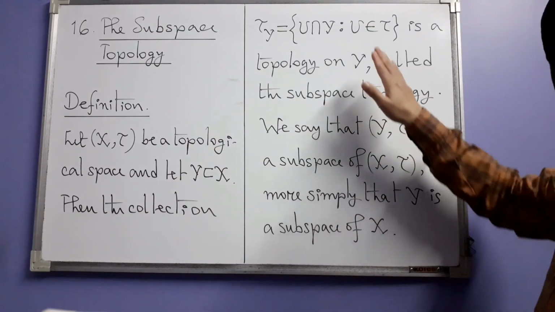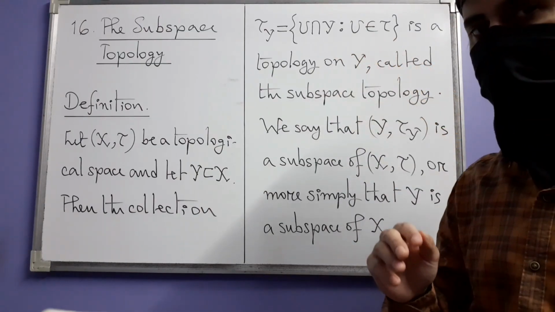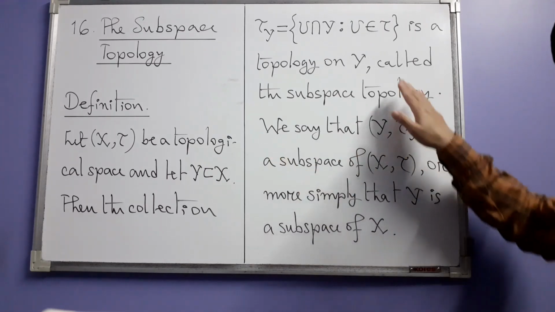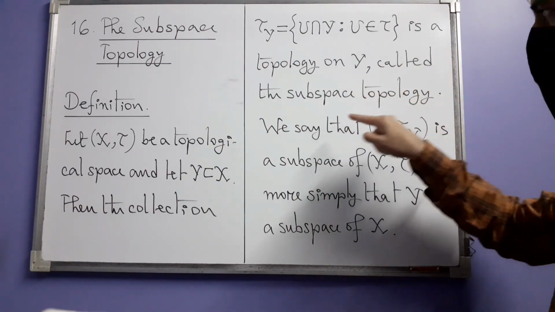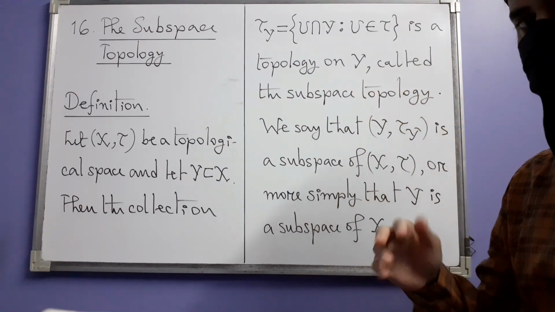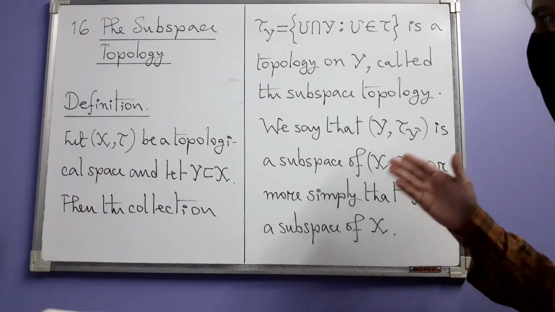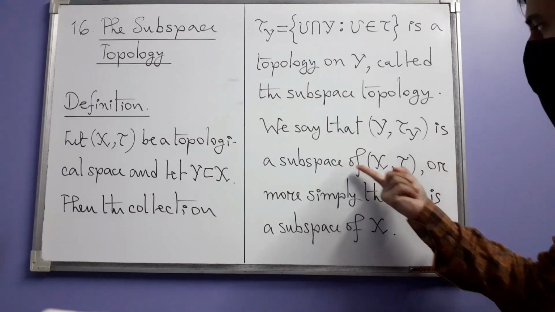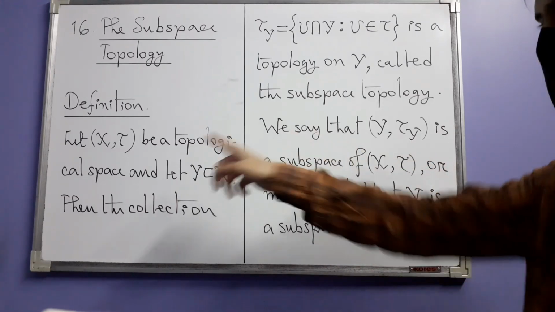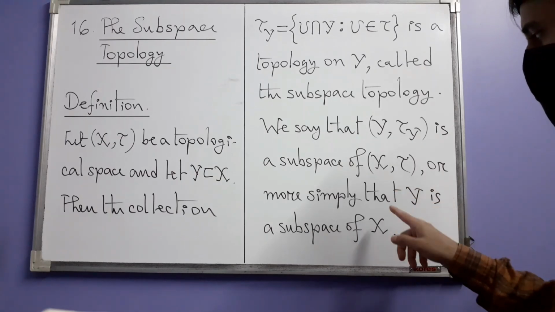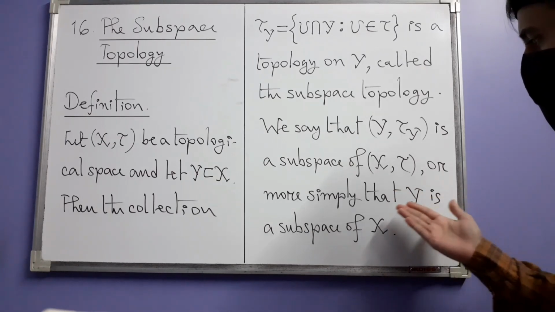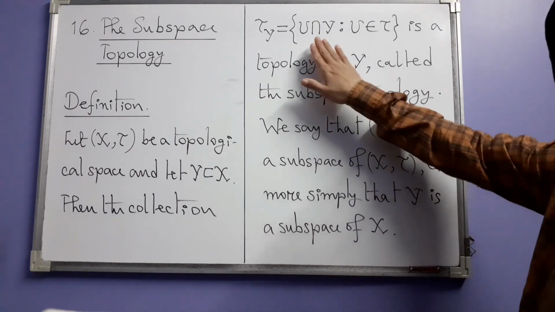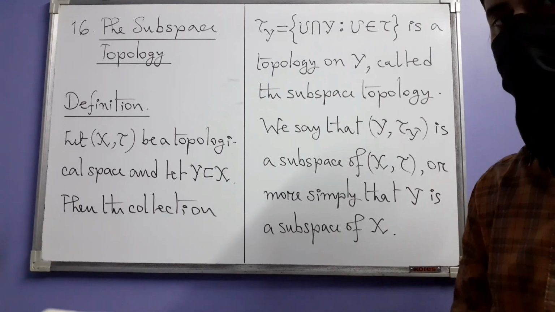But of course, just simply saying that this is a topology on Y does not automatically make it a topology. We have to verify it. But anyway, we will do so. So this topology is called the subspace topology on Y, you can write tau_Y, but that's obvious. And in this case, we say that this space (Y, tau_Y) is a subspace of (X, tau), the original space. Or more simply, we also say that Y is a subspace of X. Now the job we have is to show that this collection really is a topology on Y.